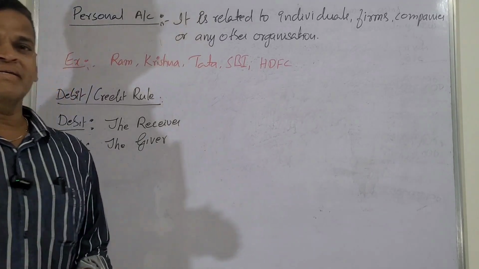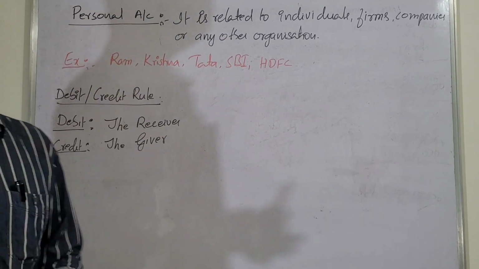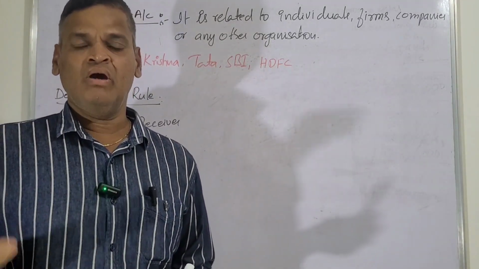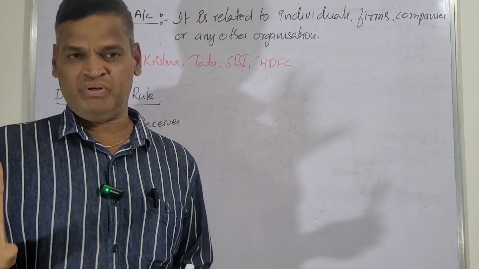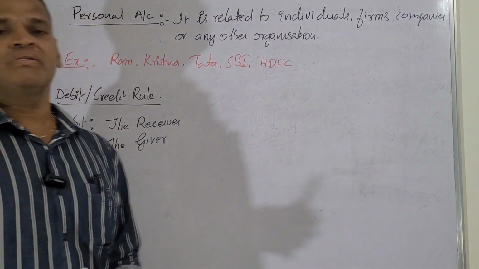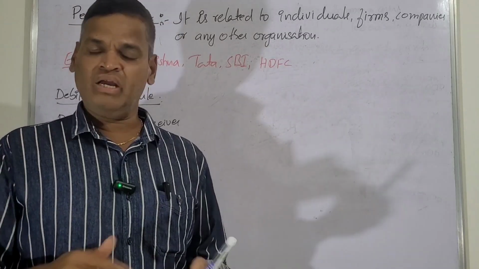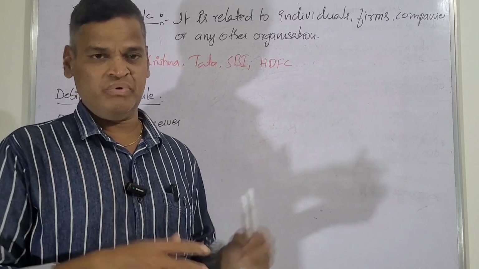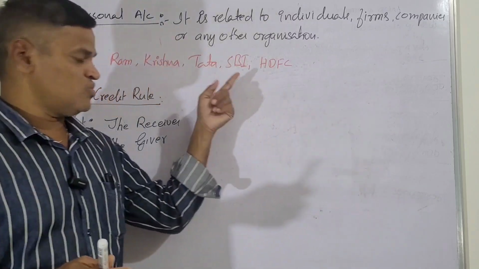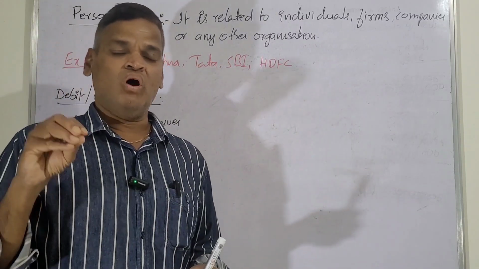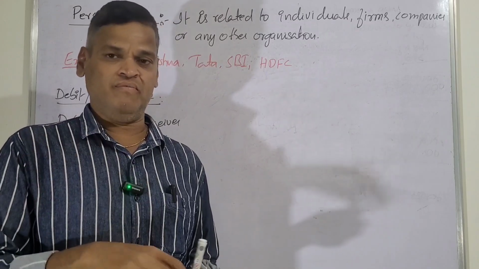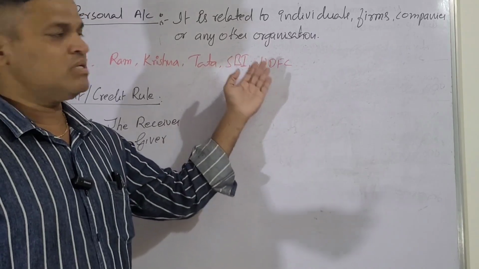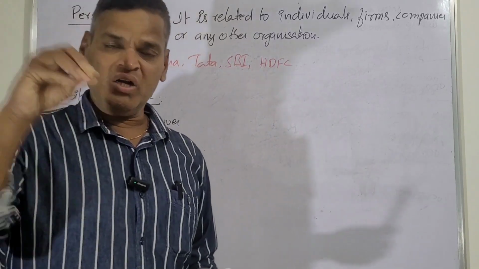Now we'll discuss personal account. Personal account is related to persons. That person may be natural persons, artificial persons, or representative persons. Natural persons are those created by God, like all of us: Ram, Krishna, Vamshi. Next, artificial persons. The artificial persons are created by human beings themselves, like companies, firms, banks, schools, hospitals. All these come under artificial persons.